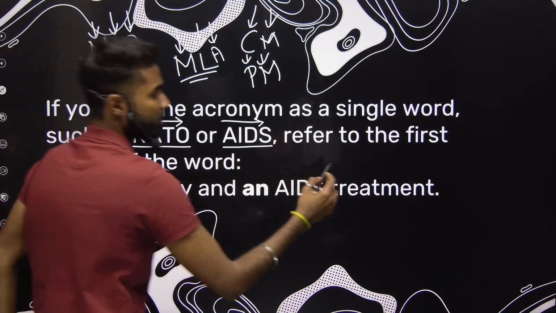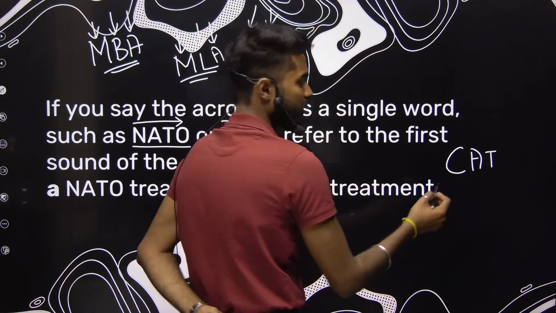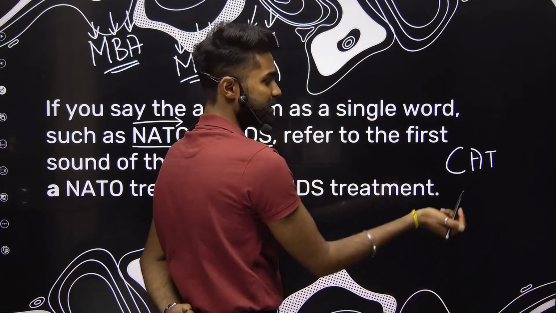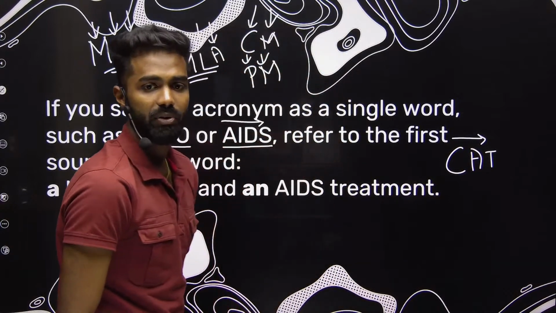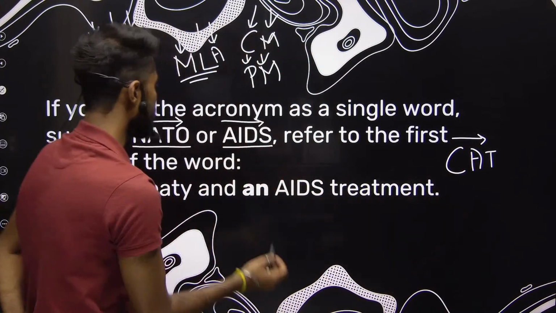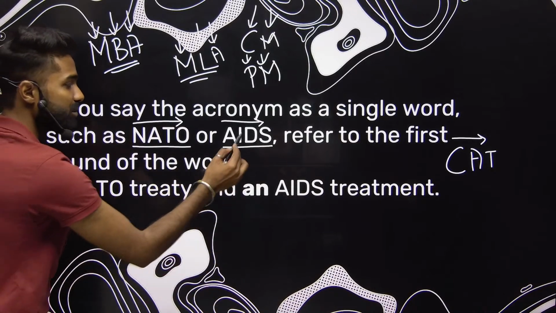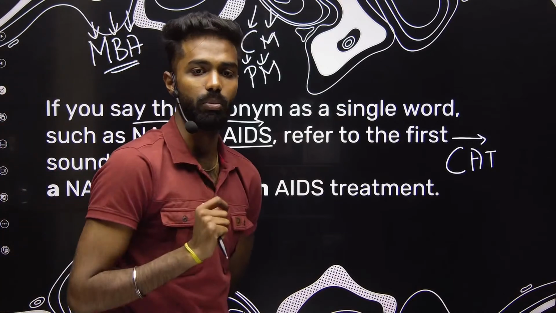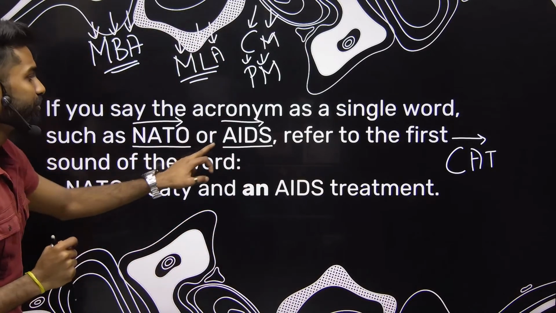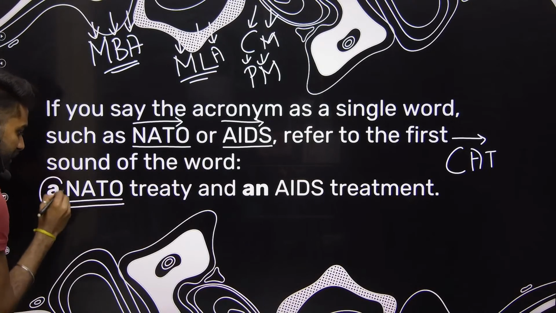And also your common aptitude test or whatever it is, CAT, maybe an exam. See here, CAT. In one go I'm pronouncing CAT exams, okay? I'm not spelling out C-A-T. I'm not spelling out NATO or AIDS. I'm pronouncing it in one go. Some acronyms are pronounced as a single word, all right? NATO, AIDS. Here, NATO, why am I using "a" before NATO?